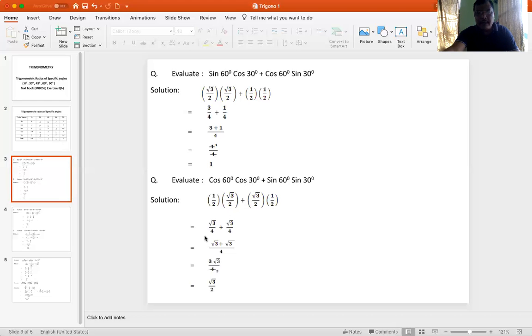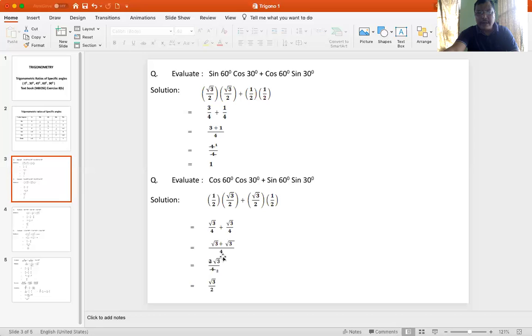Now in the next line, we multiply these numerators together, 1 into root 3, we have root 3, so we write here root 3. Again, the denominators 2 into 2 is 4, so we write here 4, plus. Similarly here, the numerators root 3 into 1, if you multiply, we have root 3, so we write here root 3. Again, the denominators, if we multiply together, 2 into 2, we have here 4, so we write here 4. The next line, we have all the denominators, that is 4 and 4.